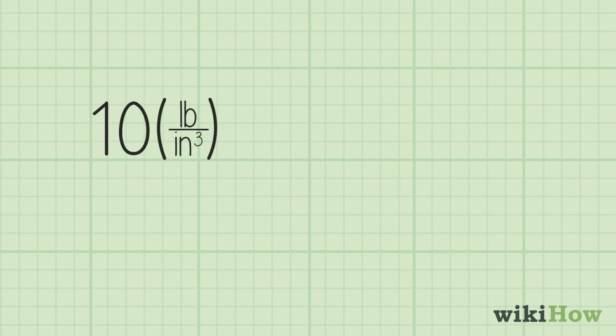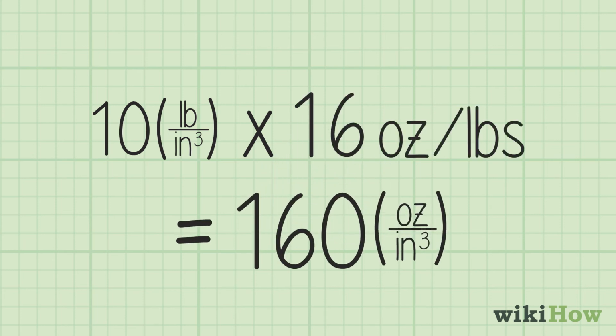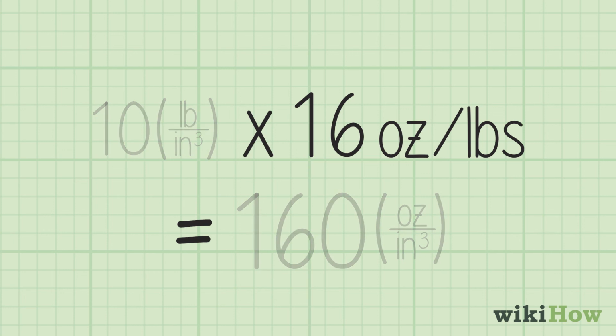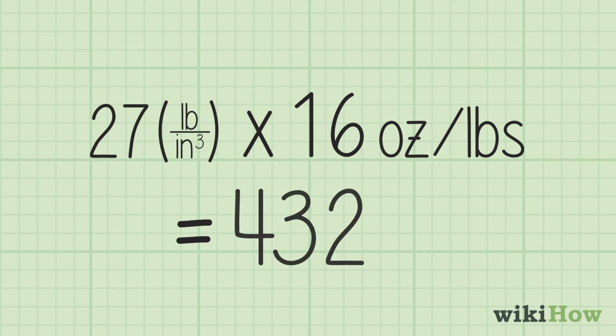If you're working with ounces and pounds per square or cubic inch, you can simply multiply by 16 as usual. Just don't forget to add per square inch or per cubic inch at the end of your conversion. For example, 27 pounds per cubic inch is equal to 27 times 16, or 432 ounces per cubic inch.